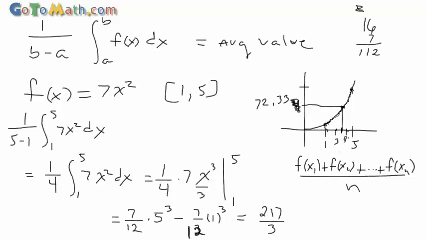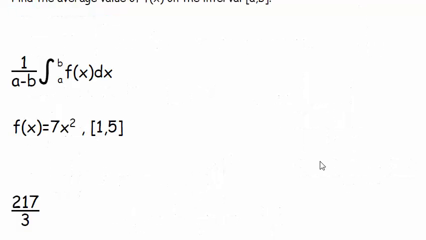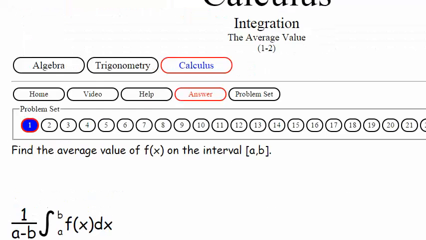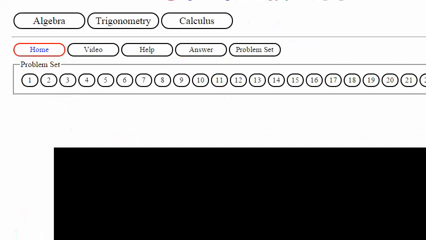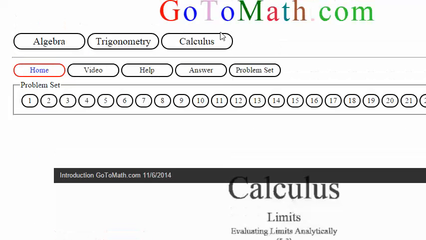Remember the c back in the mean value theorem? Don't want to forget these things. Anyway, come on over. We're at gotomath.com having some fun, right? Come on over, practice.